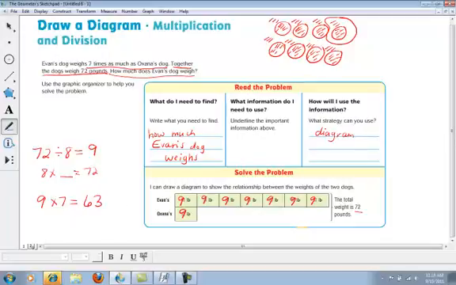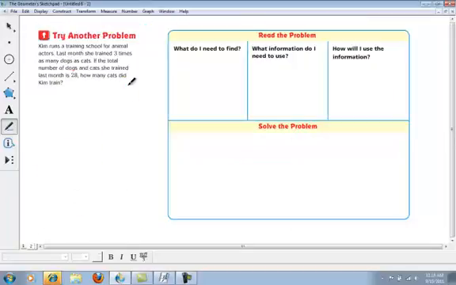Let's take a look at another one. Kim runs a training school for animal actors. Last month, she trained 3 times as many dogs as cats. If the total number of dogs and cats she trained last month is 28, how many cats did Kim train? Well, let's use this graphic organizer to help us solve it. What do I need to find? It tells us here that we want to know how many cats Kim trained.